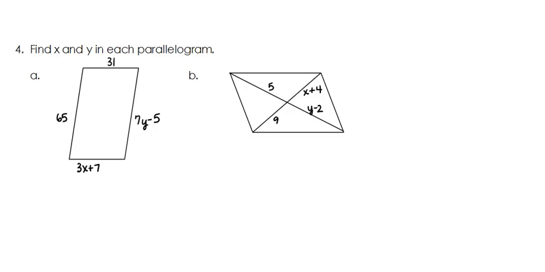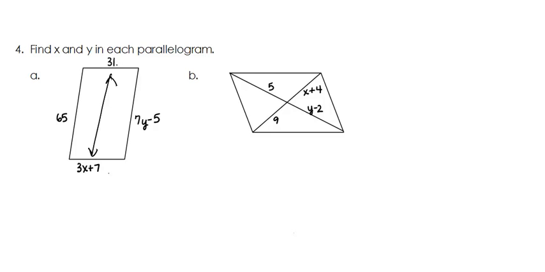Okay, example 4. We've got to find x and y in each parallelogram. We're going to use the properties of the parallelogram to solve for those variables. If you look at part A, what I notice is that I know some of the sides and the other sides have variables. So the easiest thing to do, I think, is remember that opposite sides have to be congruent, and then I can make an equation.